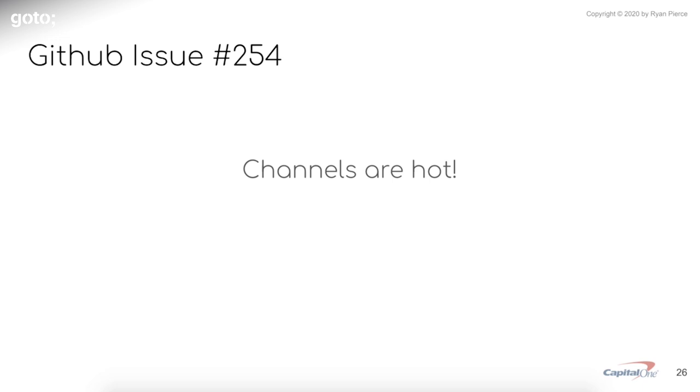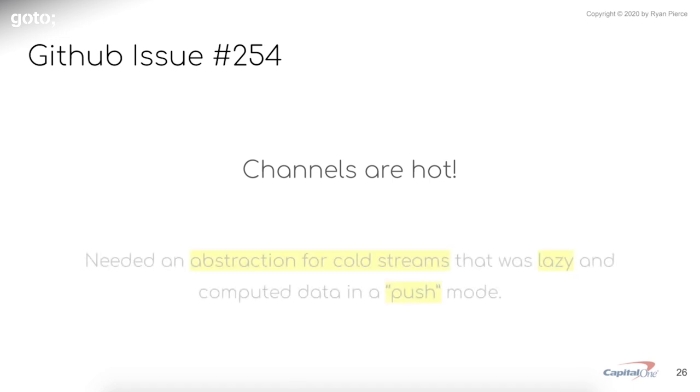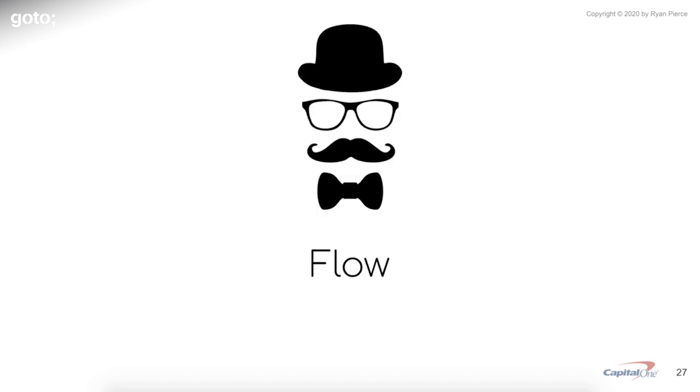Channels are hot. They consume resources before anything has received the first value from that channel, so they're somewhat inefficient. They're also not as safe or as easy to use as other types of tools. So the engineers needed an abstraction for cold streams that was lazy and computed data in a push mode. They wanted something that was safer and easier for processing streams. That very GitHub issue inspired the idea of creating a tool called Flow.